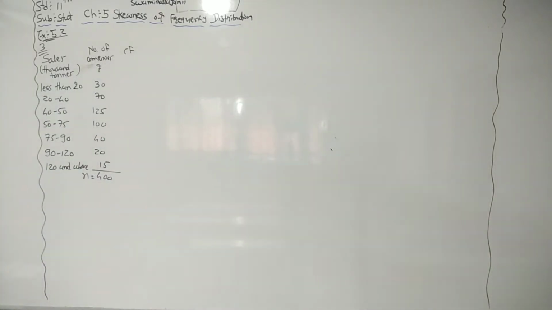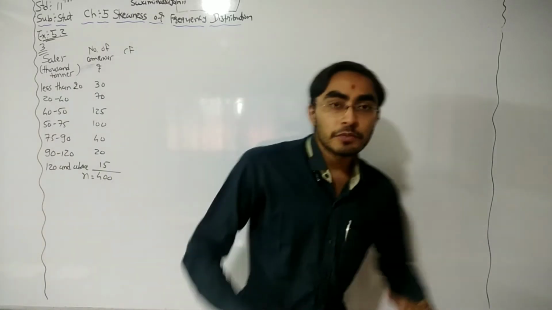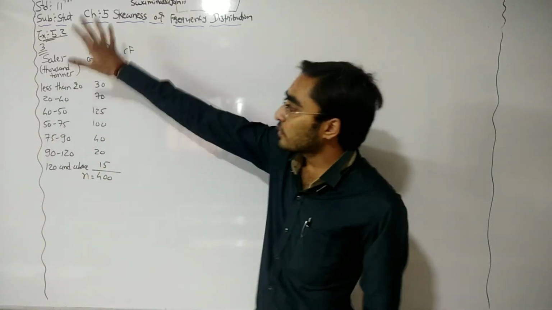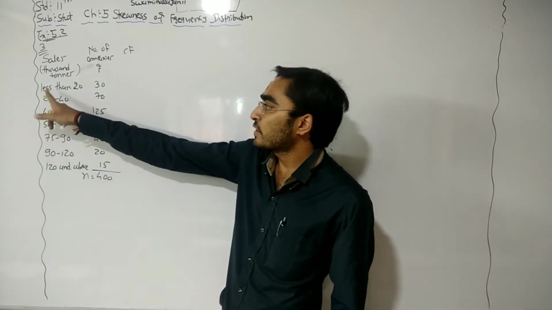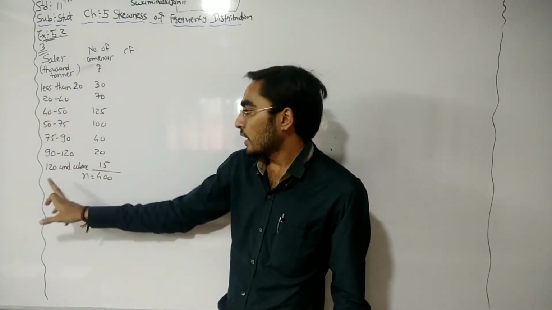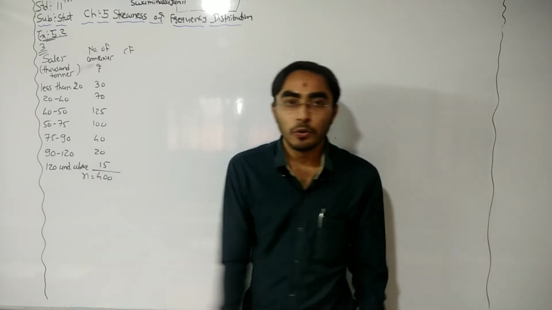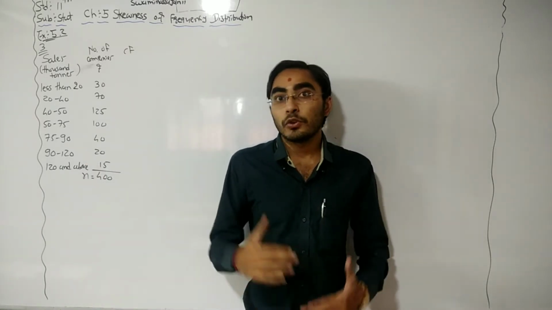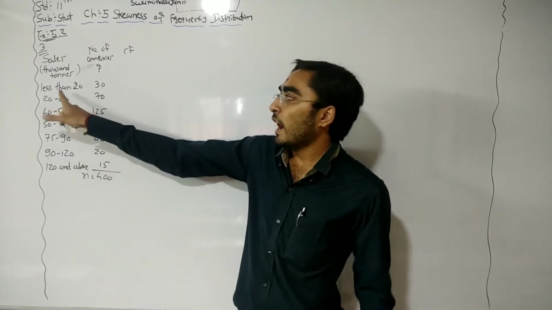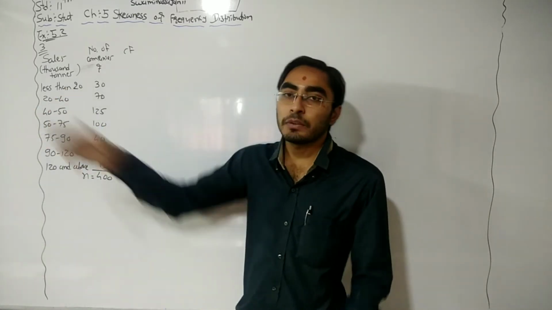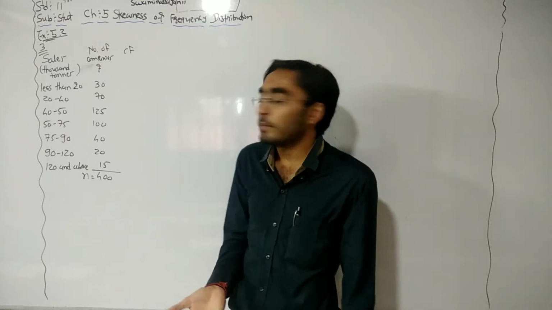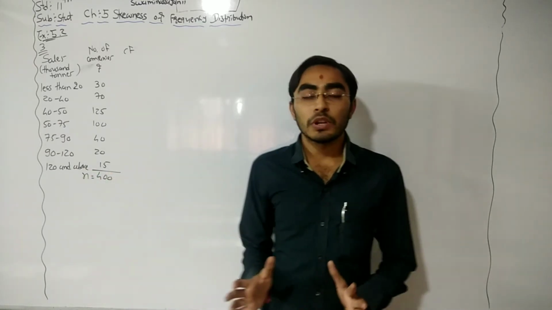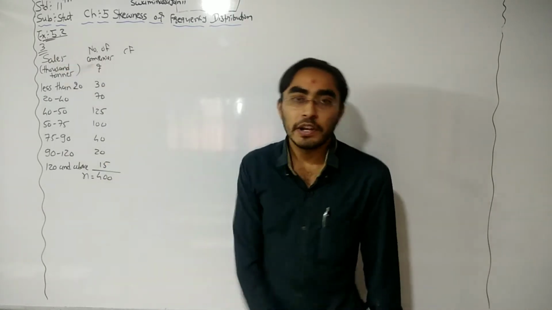So here, just look at this table. Which method we need to use is not given in the question. Here, the first class is less than 20, and the last is 120 and above. This is called an open-ended frequency distribution, because the limits are not fixed. Here less than 20, but from which number do we start? Here 120 and above, but the last number is not given to you. This is called an open-ended class.